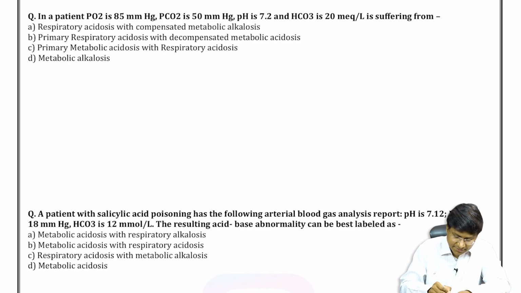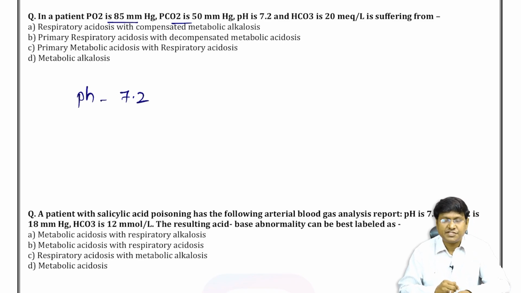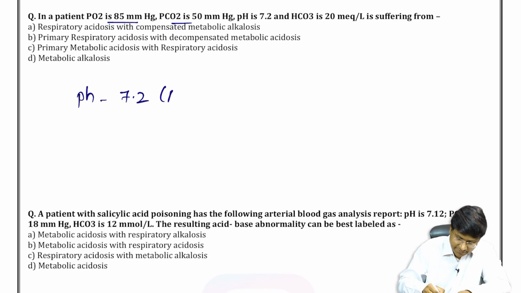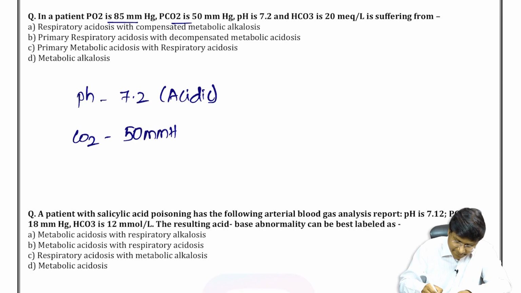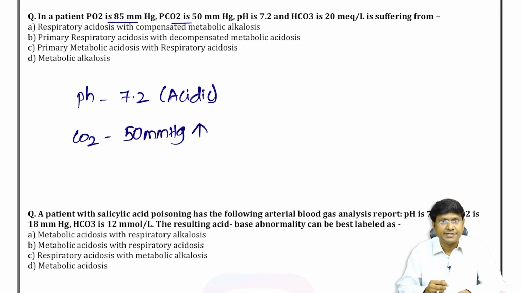In a patient, partial pressure of oxygen is 85 millimeters of mercury and PCO2 is 50. And how much is the pH of the individual? The pH of the individual is 7.2, which is acidic pH, right? And what happened to the carbon dioxide? Carbon dioxide is around 50 millimeters of mercury. In the sense, the carbon dioxide is increased.